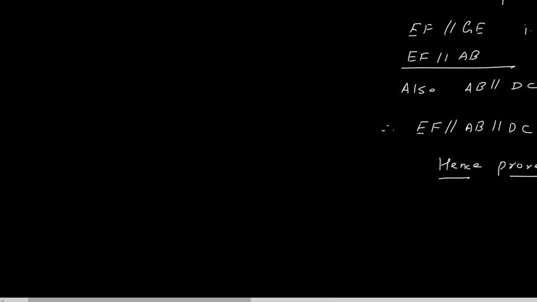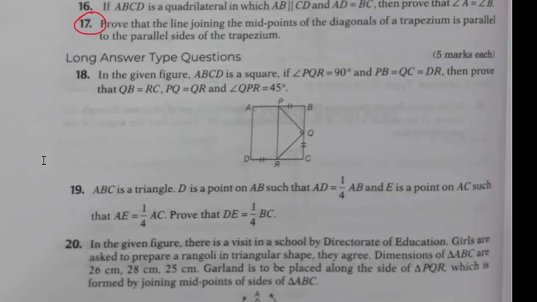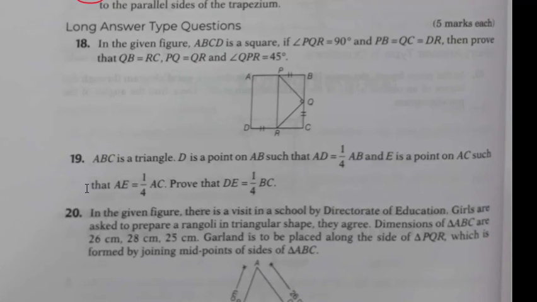Okay, so now let us see the 18th question. 18th question, long type question, 5 marks. In the given figure, ABCD is a square. You can see this is a square. If angle PQR is 90 degrees and PB is equal to QC is equal to DR, then you have to prove that QB, this side, is equal to RC.